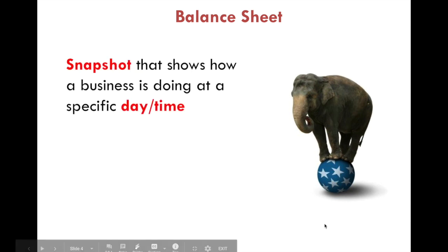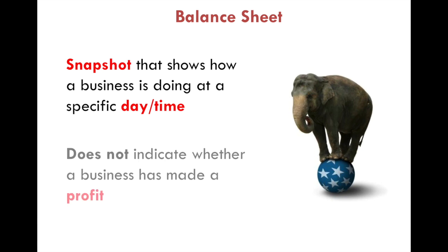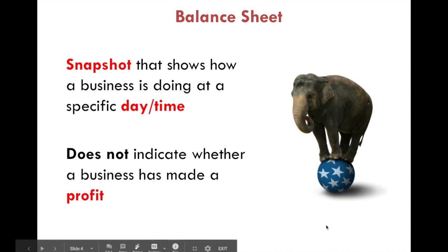So the balance sheet. The balance sheet is a snapshot. Companies are doing things all the time, and at any given time, different stuff is happening. Different transactions are happening. Things are being bought and sold and created and disposed of. And so a balance sheet is an instantaneous X-ray, if you will, that shows exactly what's happening, but at a very specific point in time. It does not indicate whether the business is making a profit. It's just concerned with what's happening at this exact second.